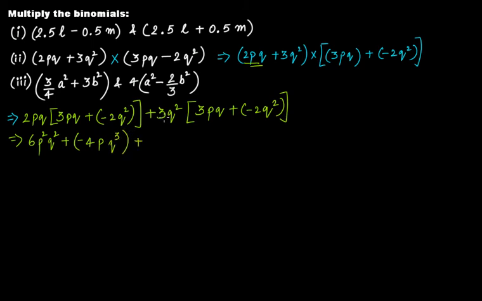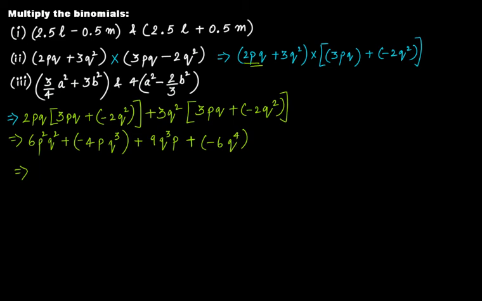Plus 3 multiplied by 3 is 9. Q squared multiplied by q is q cubed, and you have just p here, and this plus sign, 3 multiplied by minus 2 is minus 6. You have q squared here, you have q squared here, that means q raised to the power of 4. Now this is 6p squared q squared minus 4pq cubed plus 9q cubed p minus 6q raised to the power of 4.